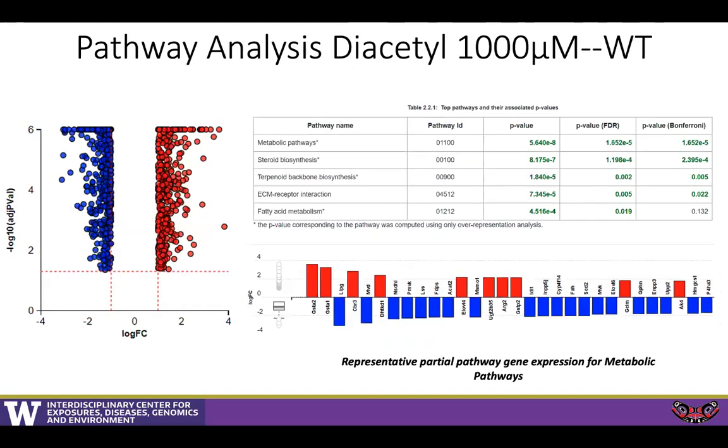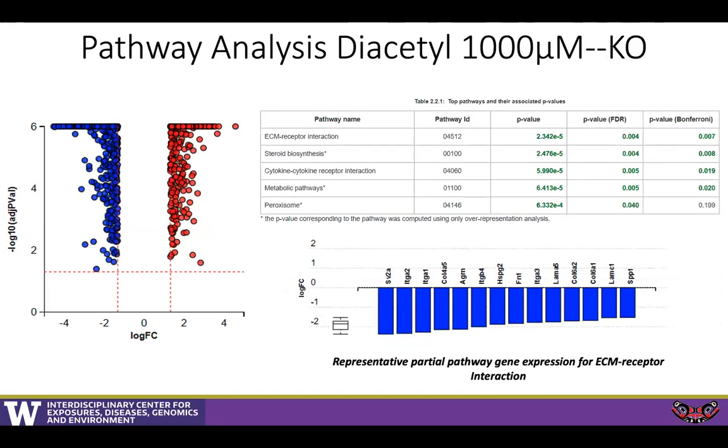The diacetyl effect on wild type is shown here. It's a mixed response with both upregulated and downregulated genes. Metabolic pathways were dramatically influenced, as well as the extracellular matrix receptor interactions here at this higher dose for the wild type cells. The knockout cells showed, again, an interesting effect on extracellular matrix interaction, as well as, at these higher doses, effects on metabolic pathways and antioxidant responses.